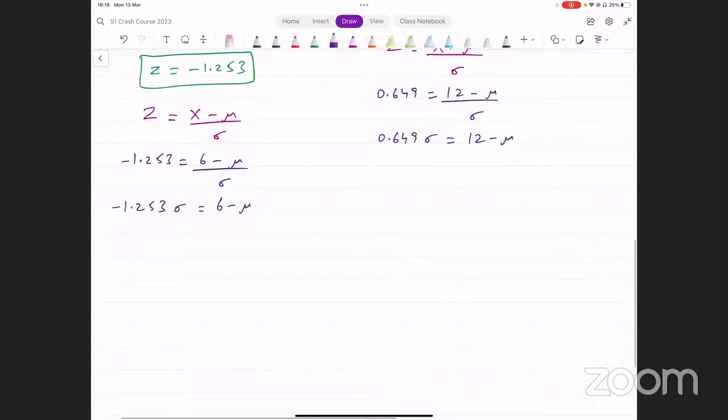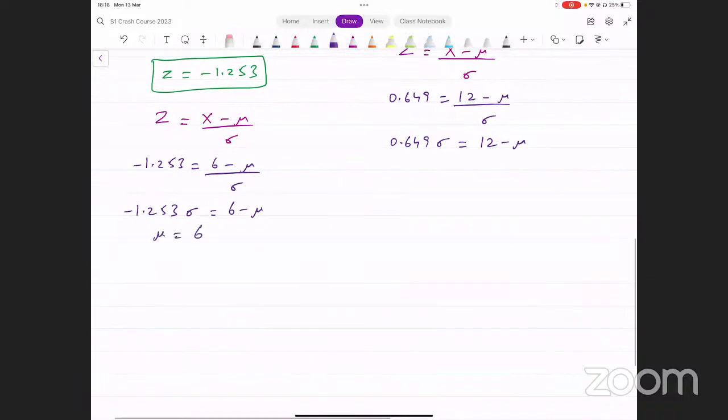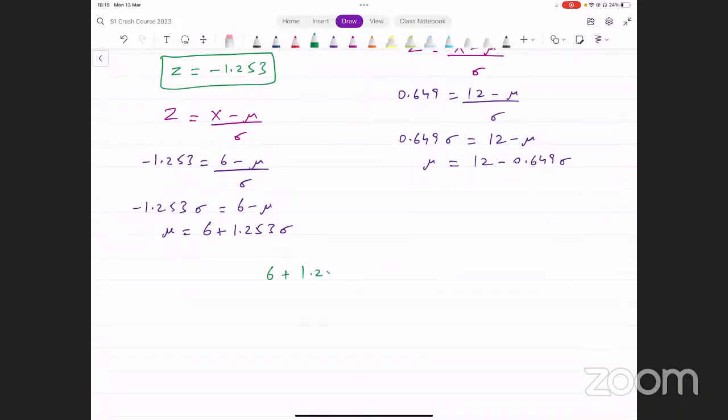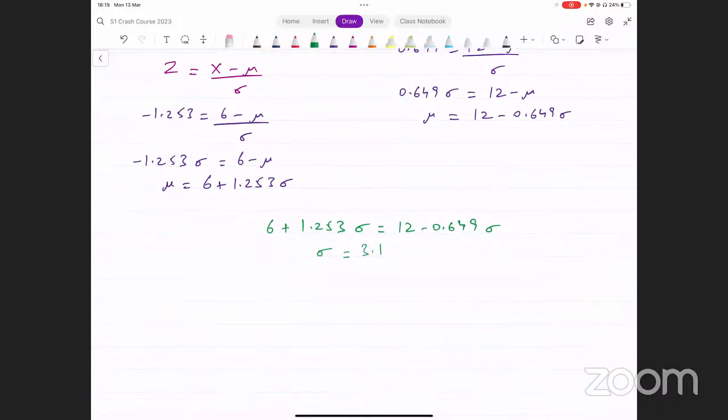Let's solve them simultaneously now. We could make mu the subject in both of them. So this gives us mu equal to 6 plus 1.253 sigma, and the other equation can give us mu equal to 12 minus 0.649 sigma. Equate both of them, and that gives you 6 plus 1.253 sigma equals 12 minus 0.649 sigma. Solve this and you get the value for sigma. Just take the sigma terms on one side, everything else on the other, then do the division. This is going to give you sigma equal to 3.155. All right, so that's one value that we were looking for.